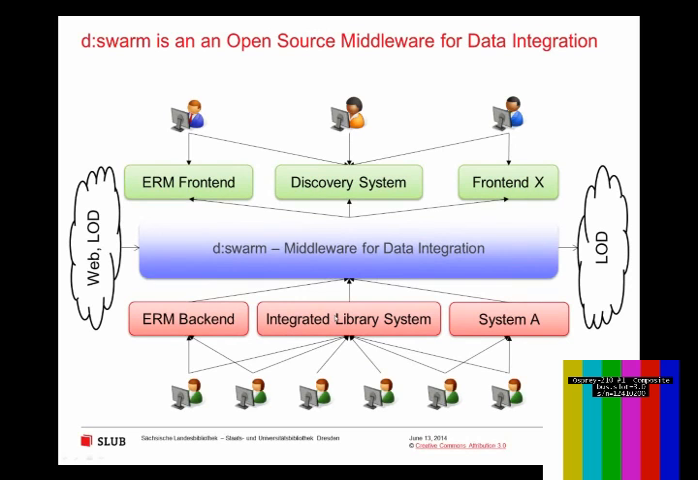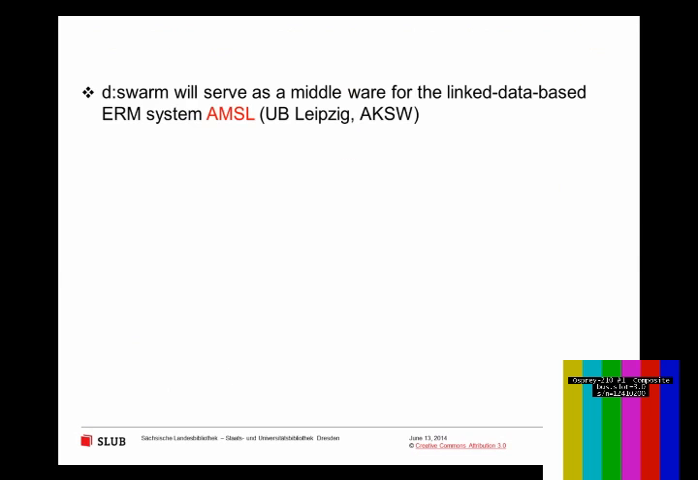And where DSwarm comes into the game is that it's an in-between, a middle solution that helps to connect to linked open data sources, integrate these sources from the web, and also offers means to export linked open data again. And there will be another lightning talk in a few minutes on an electronic resource management system called AMSL. And this system will, for example, be such a front end using our middleware. It's developed by our partner project from the university library in Leipzig.